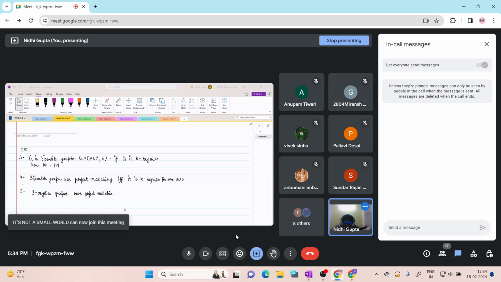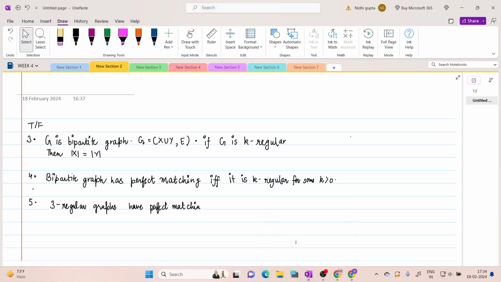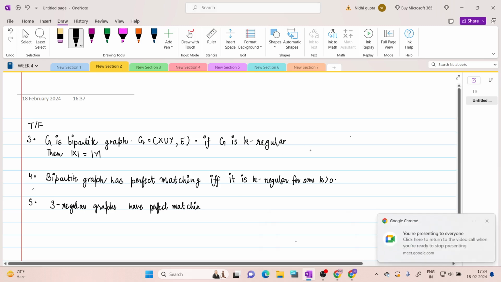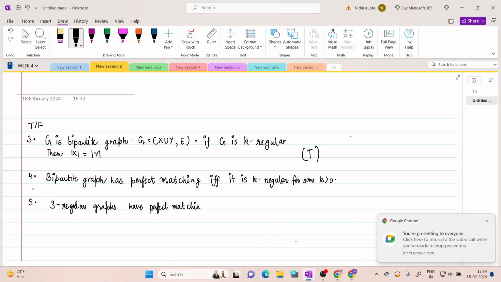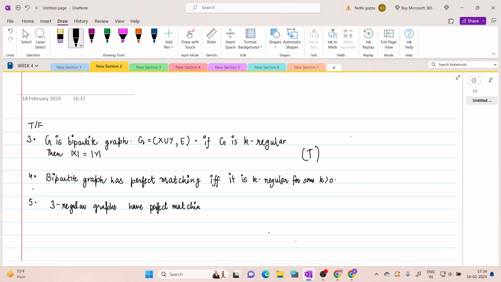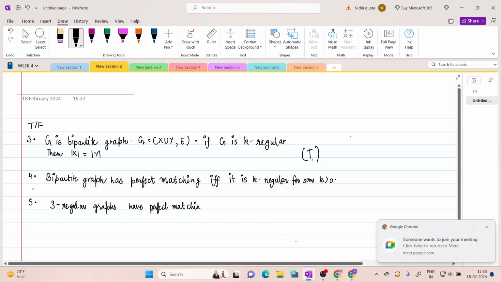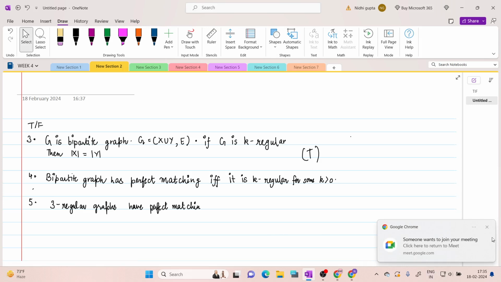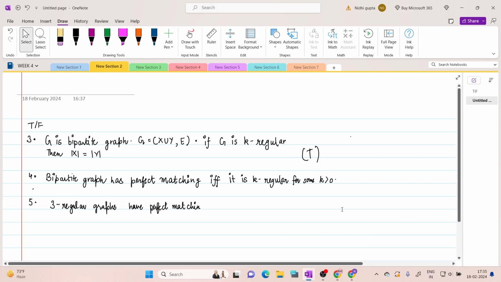Okay. So why is it true? In a k regular graph, that means every node in X has a connection with Y, and similarly from every Y there is a connection in X. So in that case, the number of nodes in X and Y is the same. Then only it will happen. Okay, but why will that happen? Why?